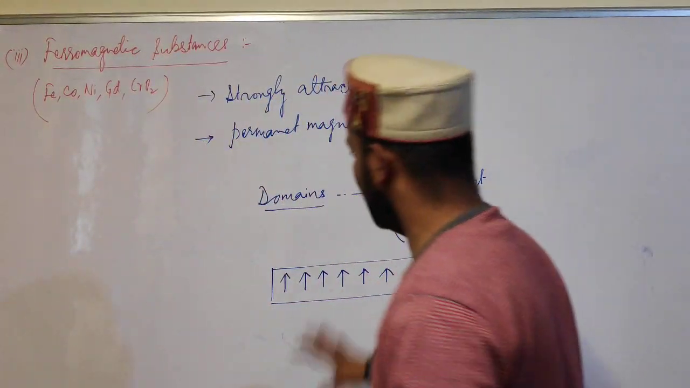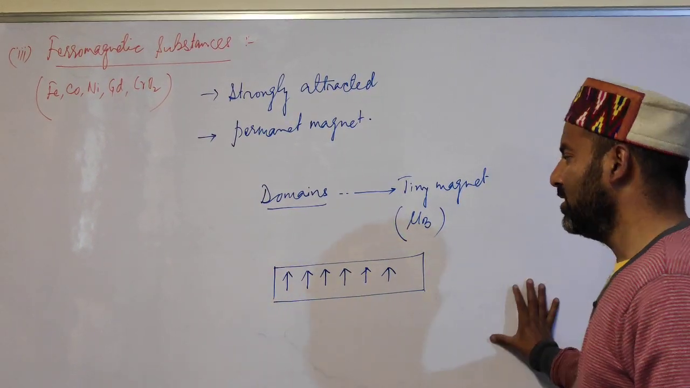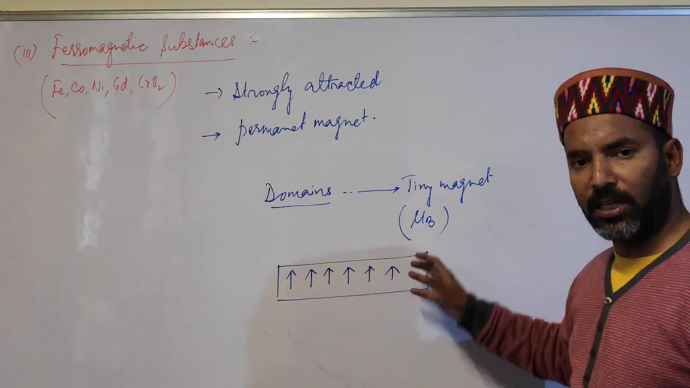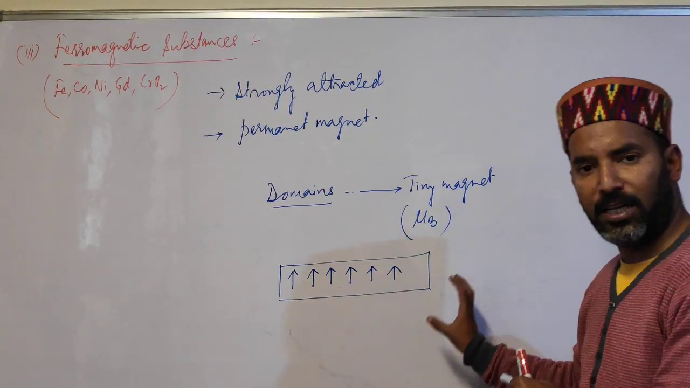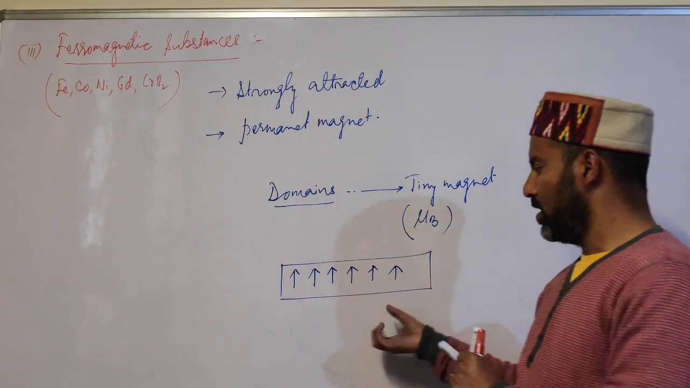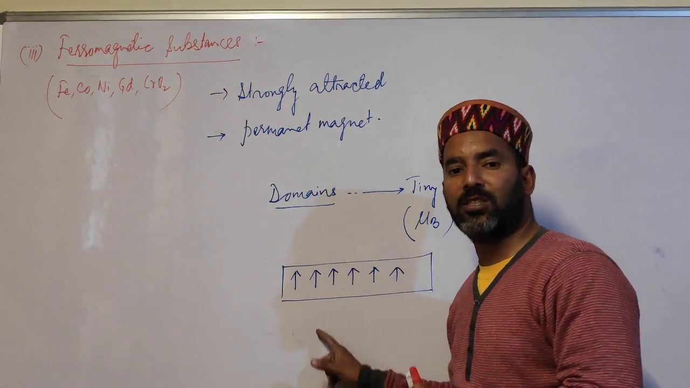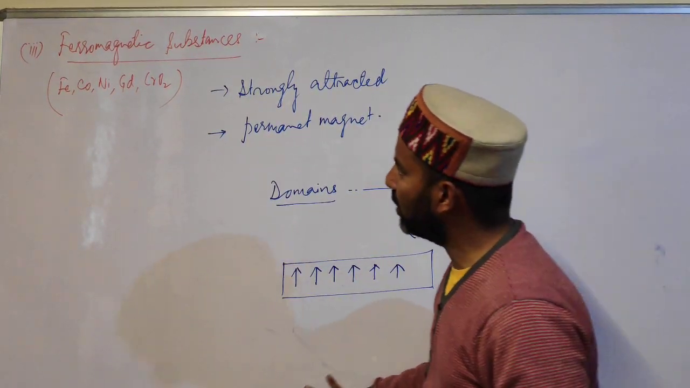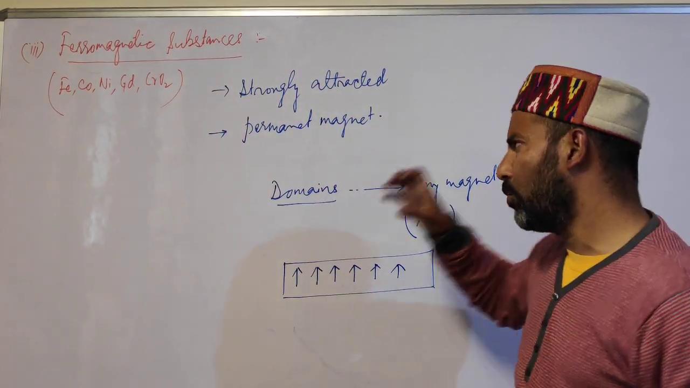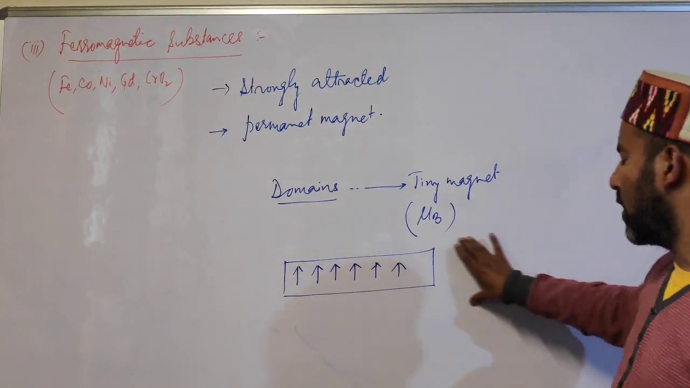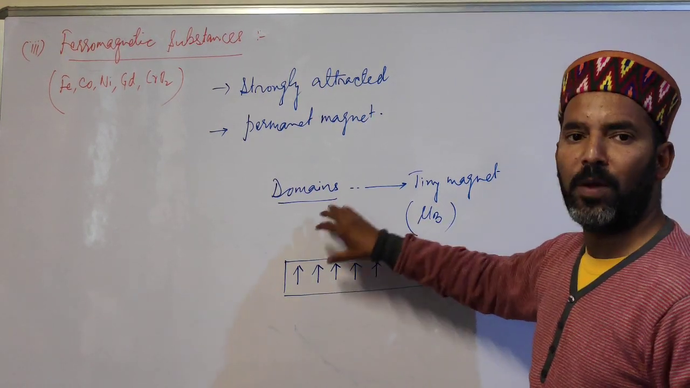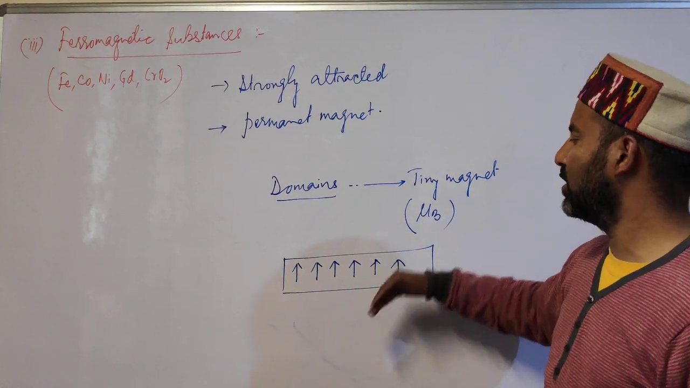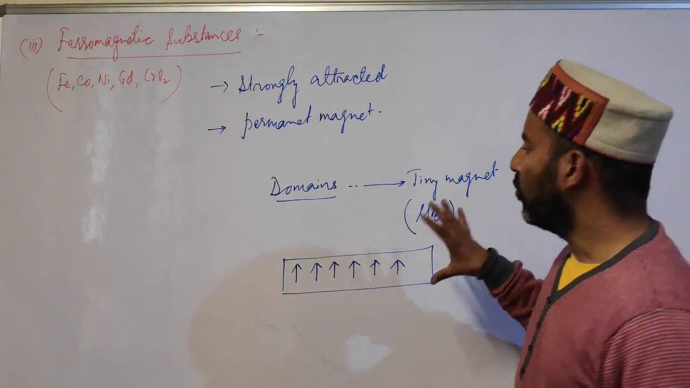And the important thing is that when we remove the magnetic field, the magnetic moments of the domains remain oriented in an ordered manner. That means the ordering of magnetic moments of the domains persists even in the absence of a magnetic field. And that is why these substances are called ferromagnetic substances. So the most important thing is, in ferromagnetic substances, the magnetic moments of domains are oriented in the same direction, the direction of the applied magnetic field.